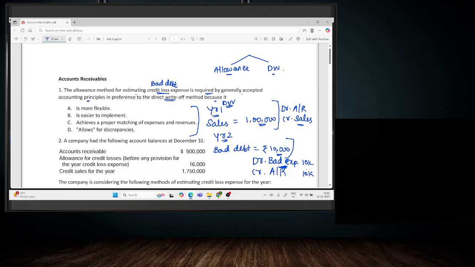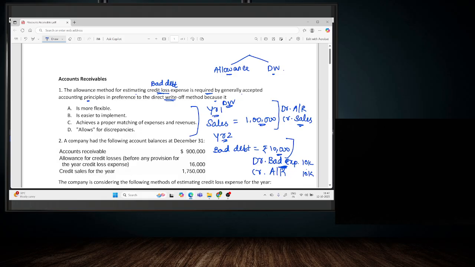Now what is the problem with this direct write-off method? The problem is the revenue and expenses are not matching. Which means in first year you have recognized the revenue, but you are recognizing the bad debt expense in the second year, which is against the matching concept of accounting. Matching concept of accounting says the revenue and expenses should be matched. Your revenue is recognized in the first year, but bad debt expenses are recognized in the second year. So this is the reason why direct write-off method is not allowed under generally accepted accounting principles, because there is a mismatch between the revenue and the expense.